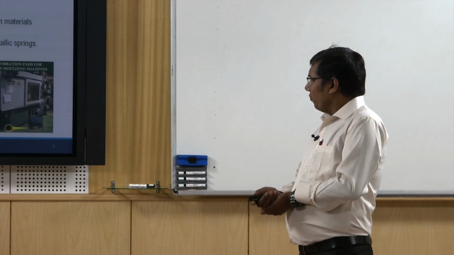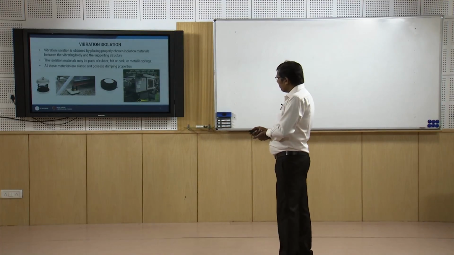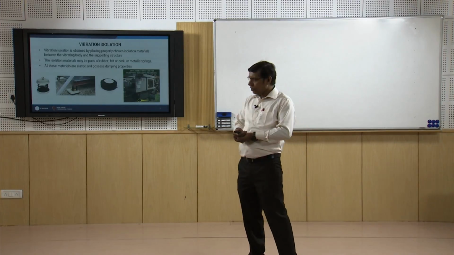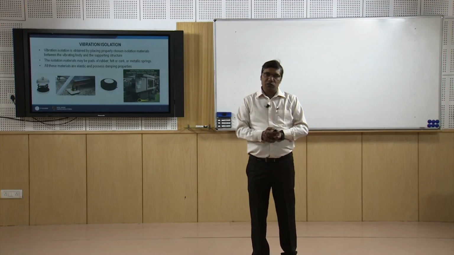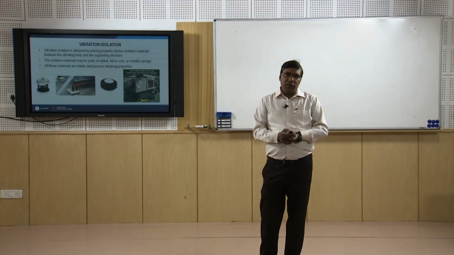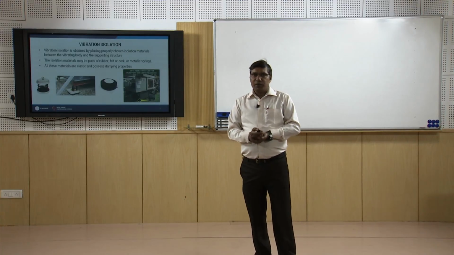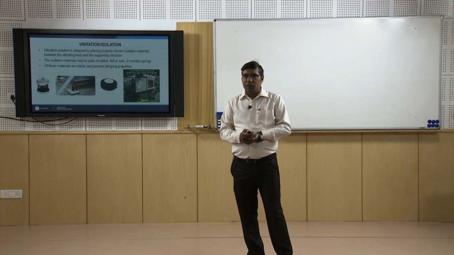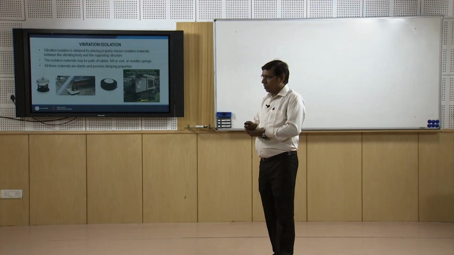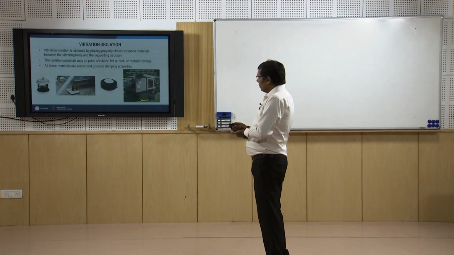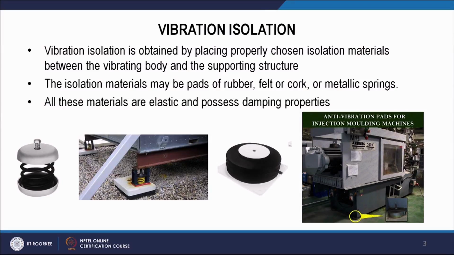So here we have some materials that we use for vibration isolation. Basically they provide stiffness and damping. We can see here some examples. In the first example, there is some machine and this is the isolator, which is in the form of some spring.